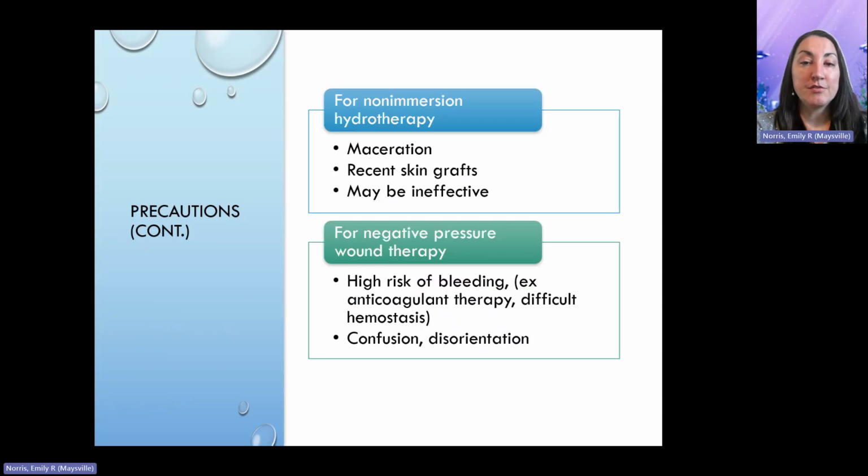For non-immersive water therapy, if their tissue is too soft, you do not want to use that, if they ever had a recent skin graft, or if you just don't think it would be helpful. And then for negative pressure wound therapy, the precautions if they have a high risk of bleeding, like if they've been on blood thinners for a long time, or hemostasis, or if they're confused or disoriented.